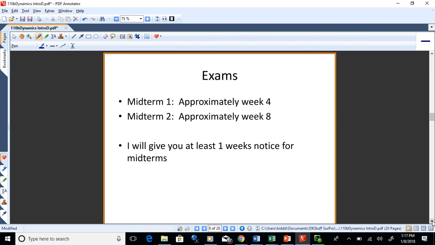All right, now the exams, people like to know when the exams are. Midterm 1, usually week 4, later in week 4, midterm 2, week 8. I'll give you at least a week's notice for the midterms. I don't have a specific day scheduled as many instructors do. I don't do that, so just be aware that there isn't a specific day scheduled yet, but the first one should be week 4, usually towards the end. The second one will be week 8. I'll give you a week's notice, so you should be good with that.